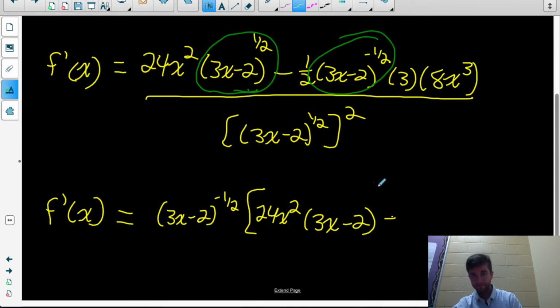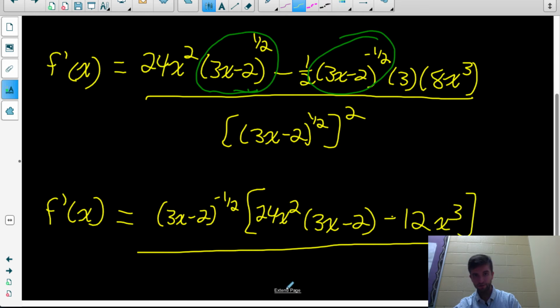Minus the second term. I've got this half times 3 times 8. That's just going to be 12, right? Well, half of 8 is 4 times 3 is 12, so that's 12. I took out the 3x minus 2 to the negative half exactly, so that's gone. And I've got that x cubed.